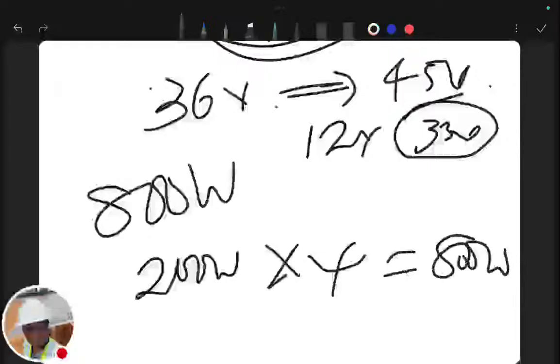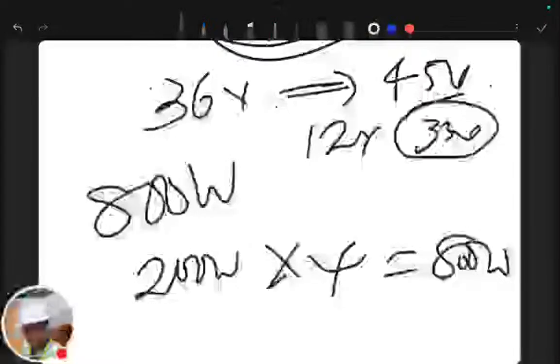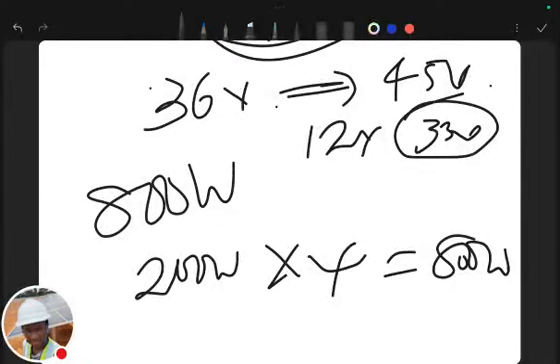So, ladies and gentlemen, we have determined the inverter, we have determined the battery, we have just determined the panel, we have also determined the number of panels to use and the rating of the panel. You can see that all these things within solar, they are not guesswork. They are calculated things. The moment you start guessing, you start having problem.